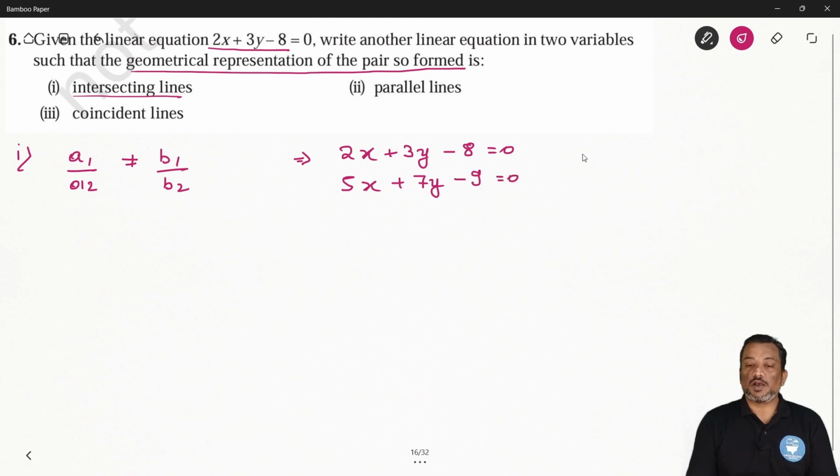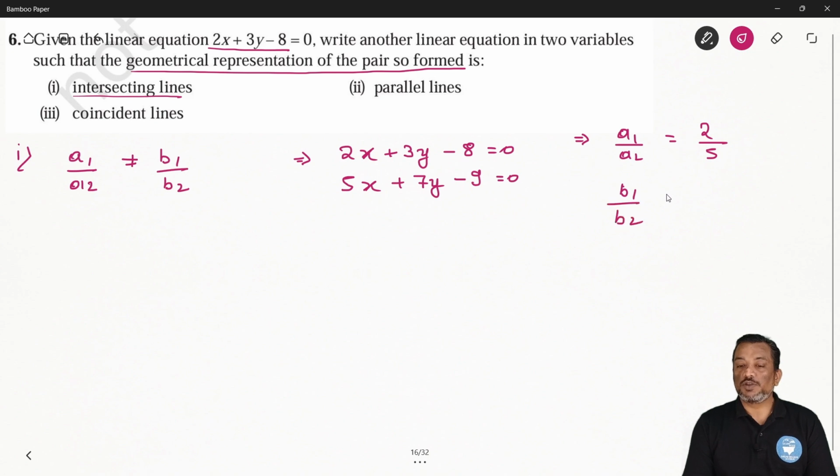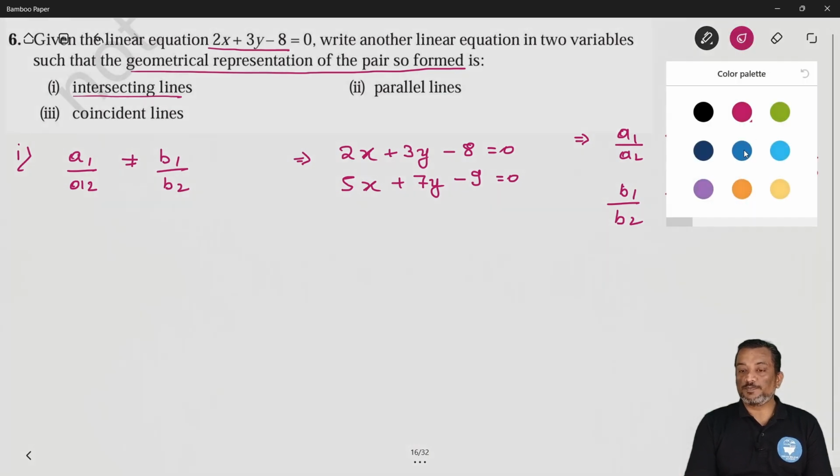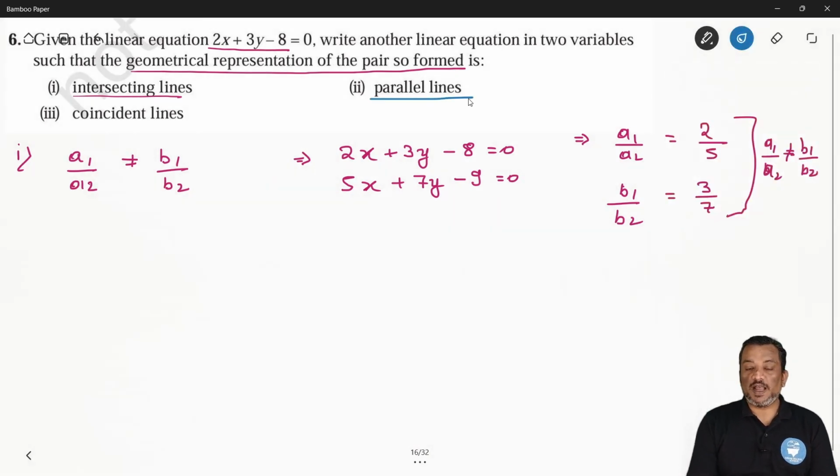Now if you find their ratio, a1 over a2 is coming how much? 2 over 5, and in the same way b1 over b2, if you find, how much you will get? 3 over 7. So based on this, a1 over a2 is not equal to b1 over b2, which means it is forming intersecting lines. Hope you are clear how you have to make it. Now coming to the second one. Okay, the second one is saying parallel lines.